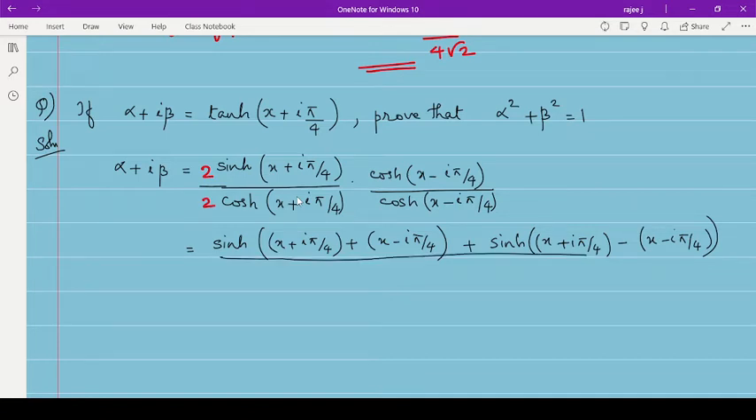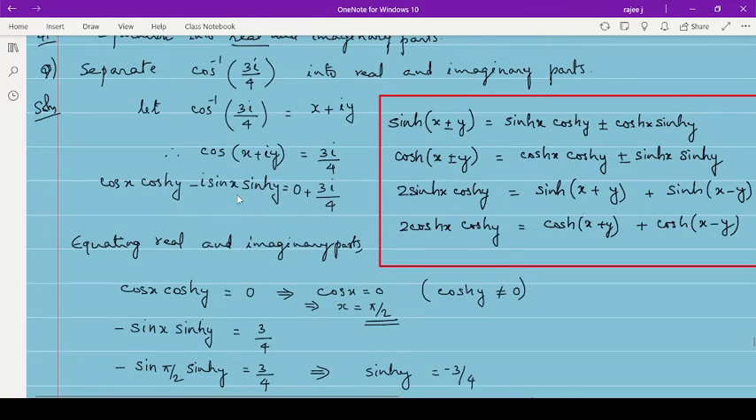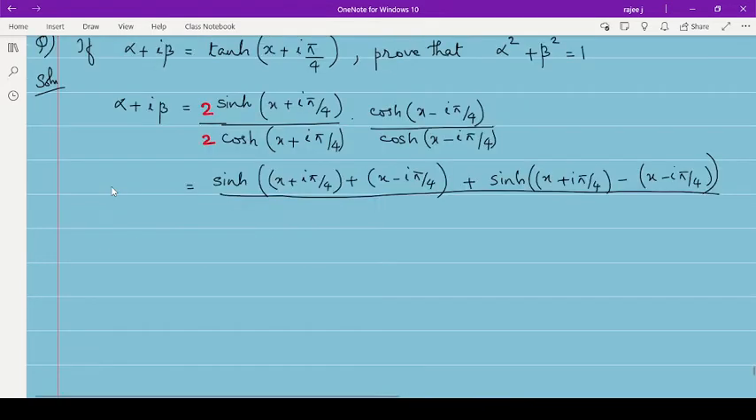To get the denominator also, we do the same thing. This is the 2 cos hx cos hy form. See, 2 cos hx cos hy is cos h(x plus y) plus cos h(x minus y). So we'll be using that formula here. That is cos h of (x plus i pi by 4) plus (x minus i pi by 4), plus cos h of (x plus i pi by 4) minus (x minus i pi by 4). So just use that formula.